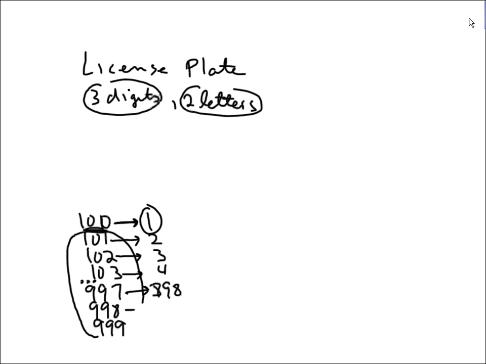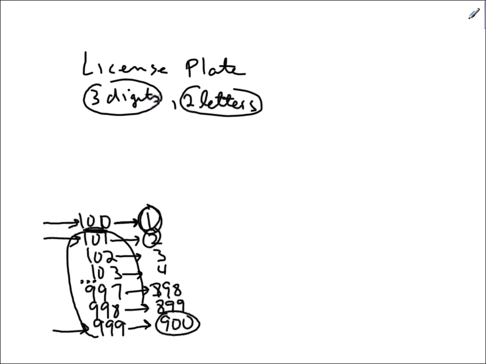You take away 99 from here, you get 899. You take away 99 from here, you get 900. That is, this number, 100, was the first number. This number, 101, was the second number. 999 was the 900th number. And those are all the 3-digit numbers.